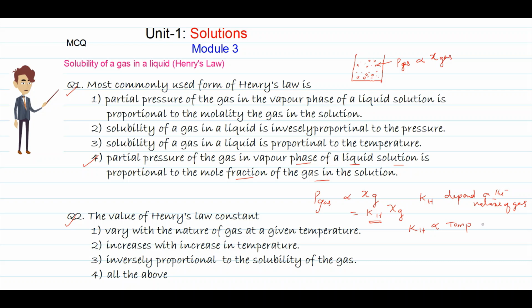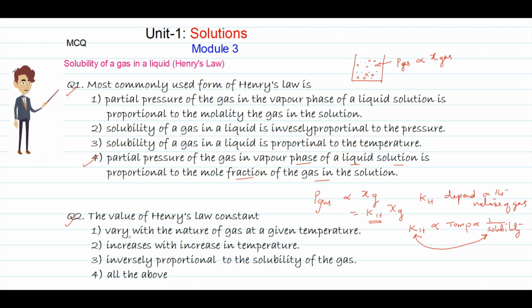But at the same time, we know that as temperature increases, solubility of gas in the solution decreases. It means the temperature-solubility relationship is inversely proportional. Temperature increases, solubility decreases. So when you compare Kh and solubility, it is also inversely proportional. As Kh increases, solubility decreases. With these facts in mind, we can check the options.